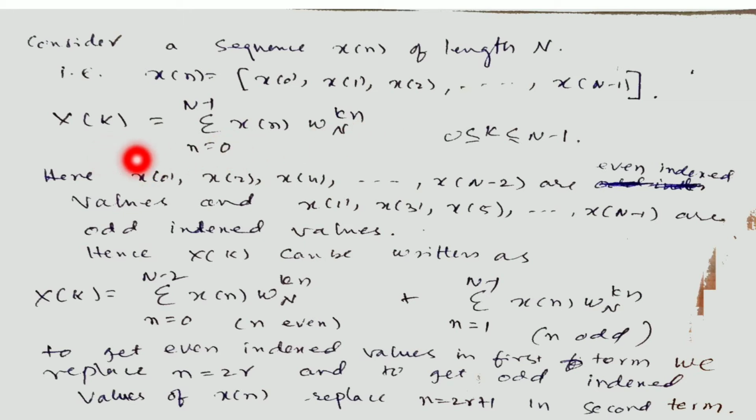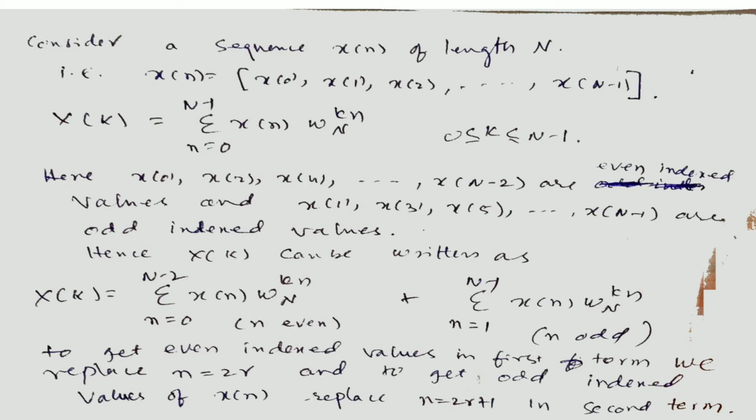Now X[k] is equal to the summation of x[n] W_N^(kn) with n equal to 0 to N-1. So this consists of both even and odd indexed values of x[n]. We divide this into two parts: one is the terms containing only even indexed values of x[n], and the other is the terms containing only odd indexed values of x[n]. Therefore, we write X[k] is equal to the summation of x[n] W_N^(kn) with n equal to 0 to N-2, where n is even, and the second term consists of the summation of x[n] W_N^(kn) with n equal to 1 to N-1, where n is odd.